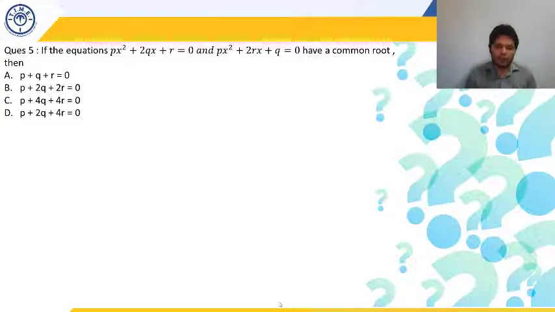Okay, I hope you all have tried the question. So let me just do it for you. If the equation px square plus 2qx plus r equal to 0 and px square plus 2rx plus q equal to 0 have a common root, then which of the following options is correct?